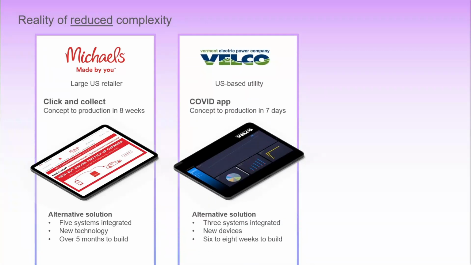Using Volt MX, Velco was able to create an internal application to help their employees track their COVID testing status. This is a good example of one of those unforeseen circumstances that they needed to rapidly adapt to. With Volt MX, they developed, built, tested, and deployed their mobile app in a week. I'll repeat, 7 days from design to production.